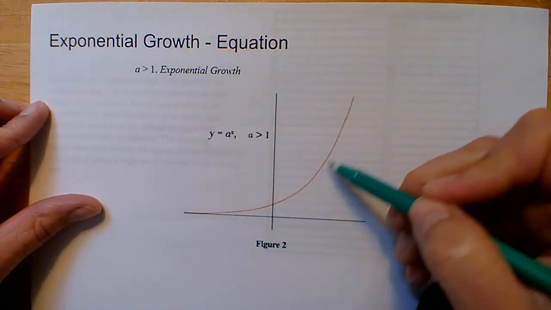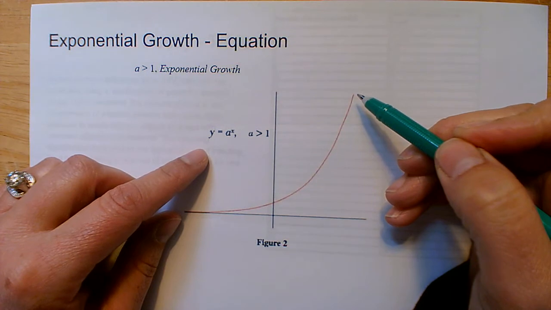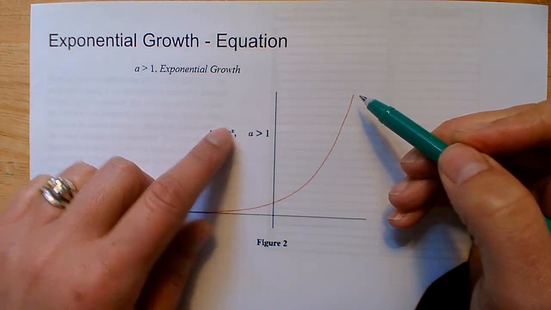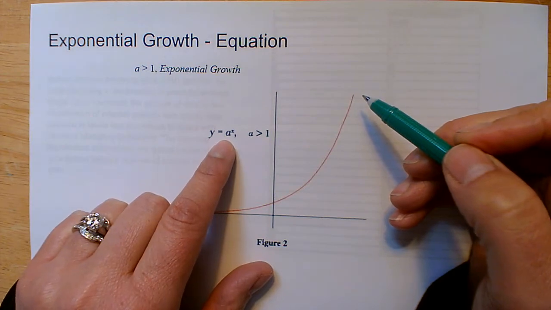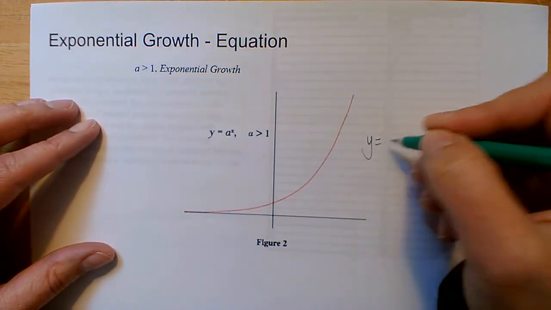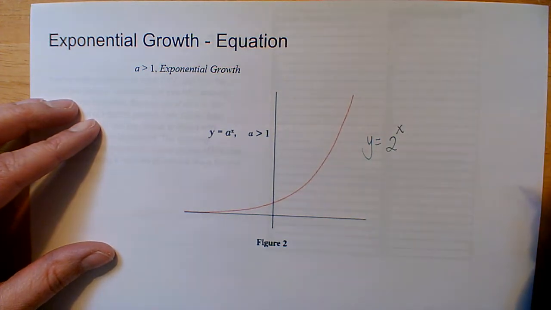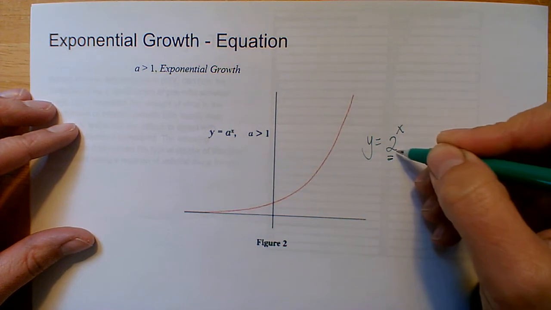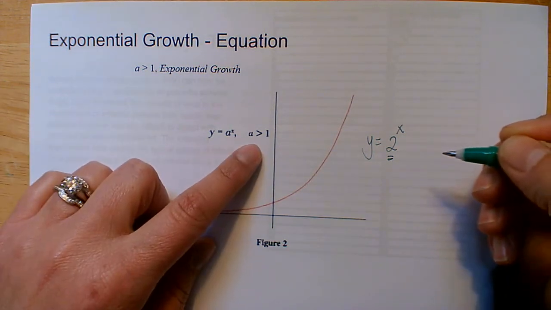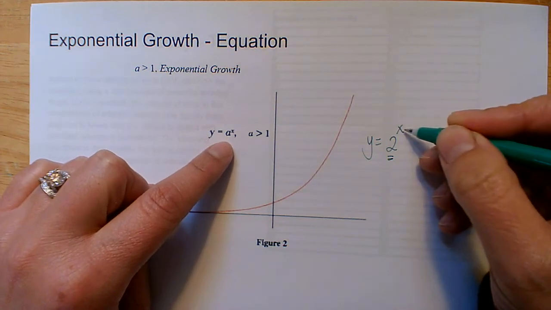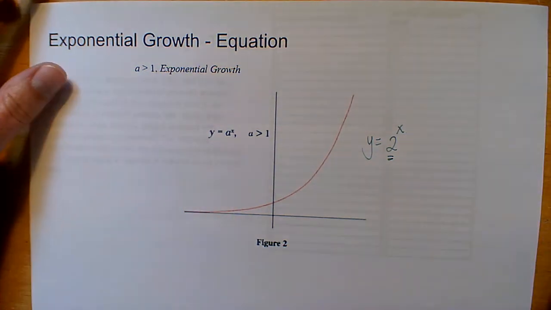So here we have our exponential curve. Here's our equation, y equals a raised to the exponent of x, where our number a is going to be greater than 1. So we can have y equals 2 to the x. That is an exponential equation. This is our a number, and this 2 is definitely greater than 1. So when a is greater than 1, this number raised to the exponent of x demonstrates exponential growth.